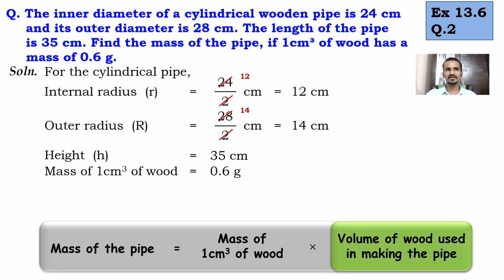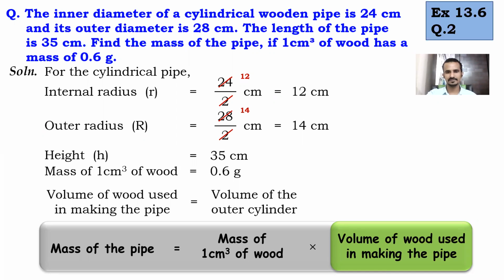Okay? So you remember we did that question where we calculated the total surface area. That time we calculated the area of the base, outer surface, area of outer circle minus area of inner circle. Same way here, the volume of the pipe, or the volume of wood used in the pipe, imagine it is hollow from inside, so we can't take the entire volume. So the volume of the wood used in the pipe will be the entire volume of the outer cylinder minus the volume of the inner cylinder. This will give us the volume of the wood which is used in making the pipe.